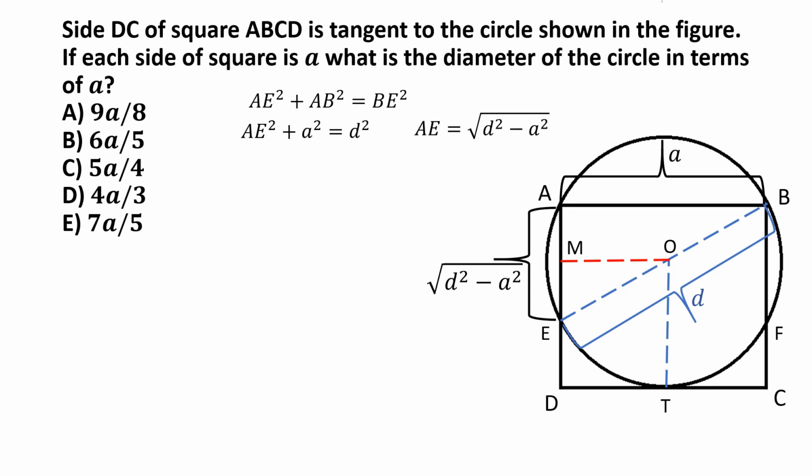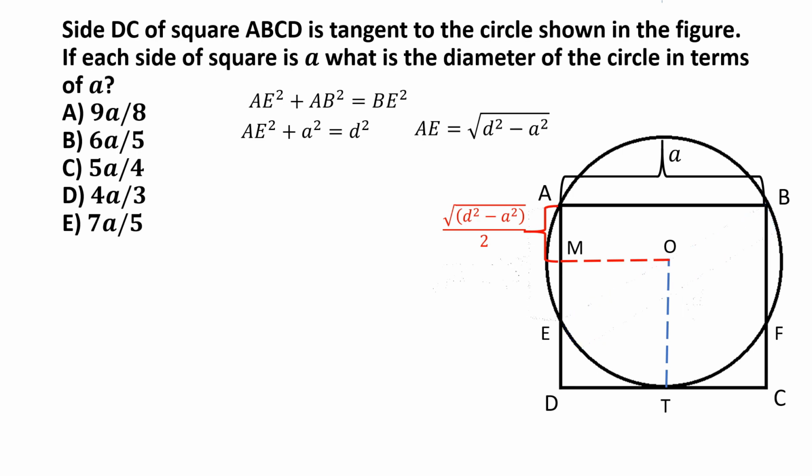So AM, in effect, will be half of AE, M being the midpoint of AE, right? So AM is basically half of whatever AE was. And we know that AE was square root of D square minus A square. So that will make AM root over D square minus A square divided by 2. So we have these dimensions now. Let's just clean up the figure so that we're not confused.